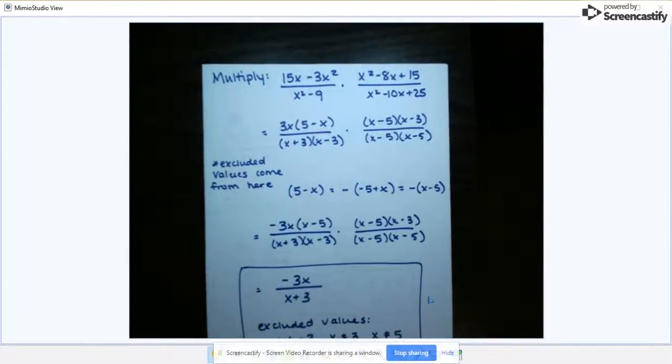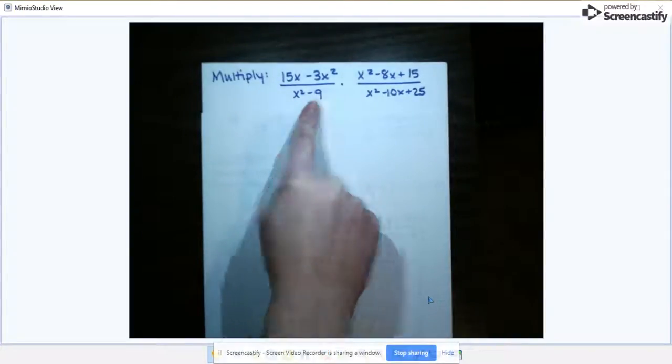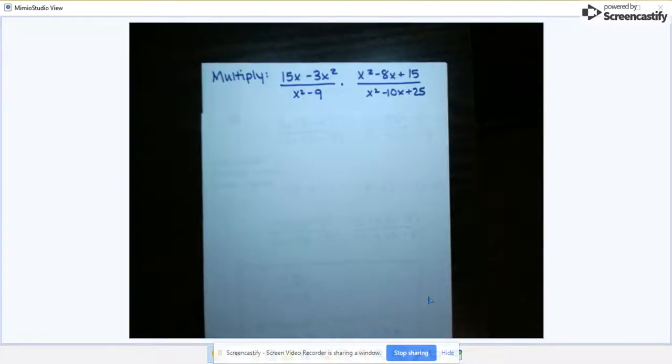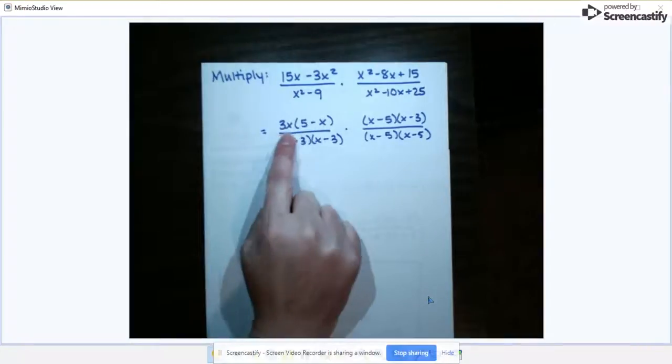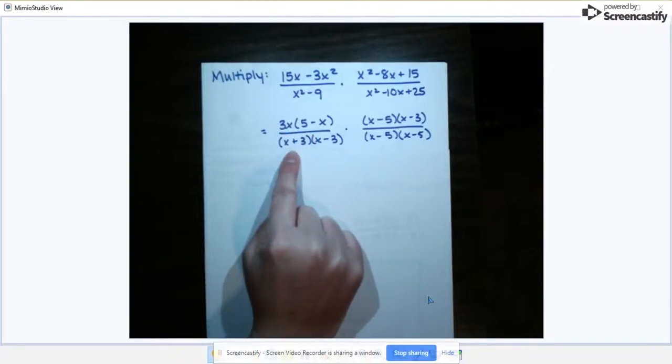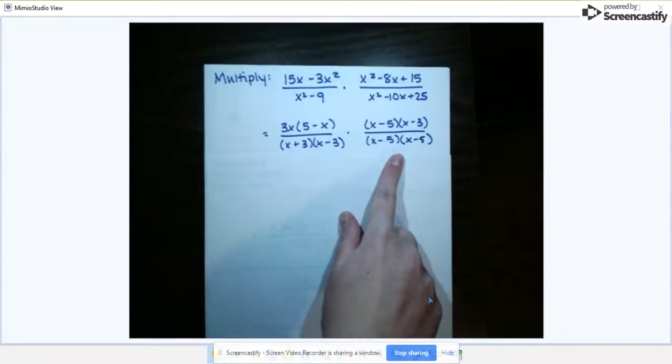So here we have a little more complicated one. However, we're going to do a lot of what we just did in our last lesson. So we're going to start by factoring out what we can from these binomials and then factoring these trinomials. So you can take a 3x out of here. X squared minus 9 factors to be x plus 3, x minus 3. And there's how those two trinomials factor.